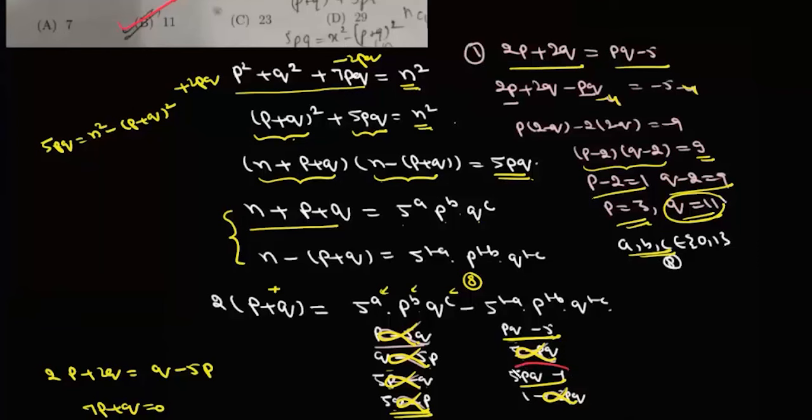And then you can take up this case 5pq minus 1, but it leads nowhere. So this case is also discarded. So the answer to this question is 11.